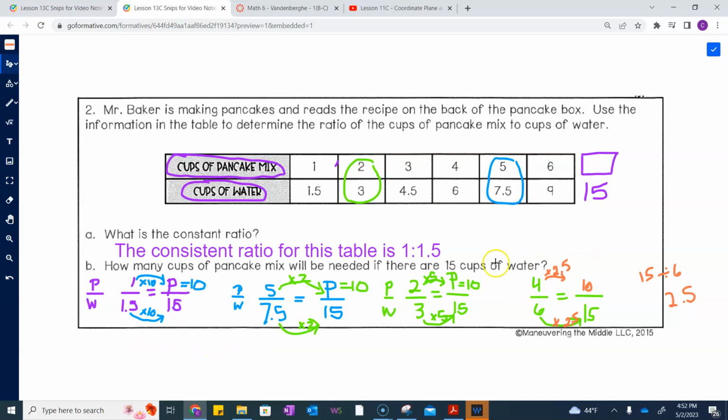So the answer to this is 10 cups of pancake mix.